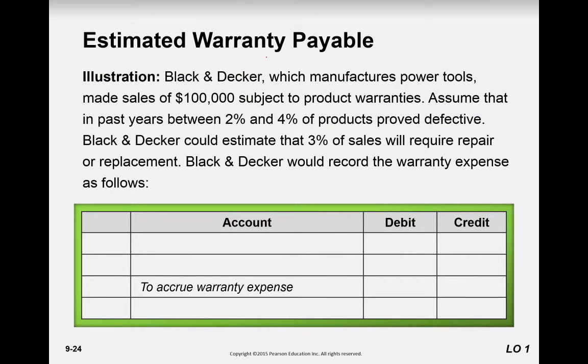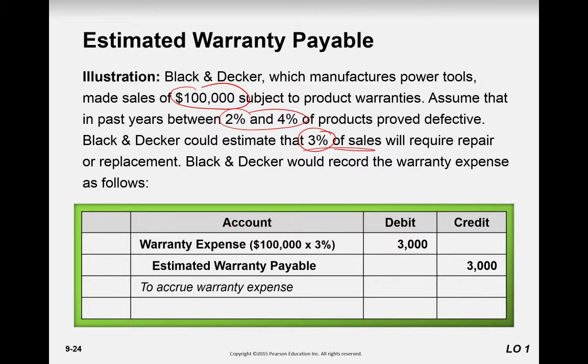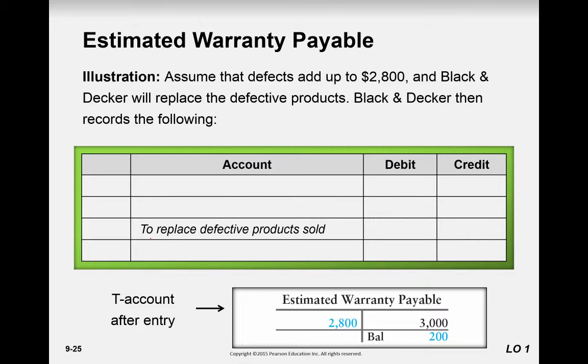So let's start with our estimated warranty payable. So here we're talking about Black & Decker, and they manufacture power tools, and they made sales of $100,000, all of which were subject to product warranties. So we are assuming that in the past years, between 2 and 4% of products proved to be defective. So now we estimate that 3% of the sales will require some type of repair and maintenance. So to record the warranty expense, we're going to take the $100,000 and we're taking our new estimate of 3% to get $3,000 warranty expense and estimated warranty payable.